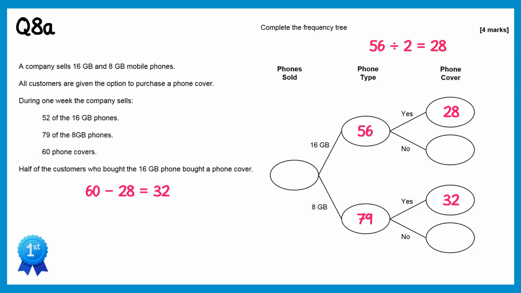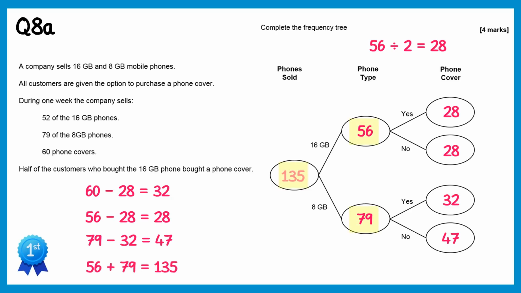We can now fill in the gaps. These two numbers here must add together to make 56. So 56 take 28 is 28. These two numbers here must add together to make 79, so 79 take 32 is 47. And these two numbers here must add together to make the total number of phones, so 56 add 79 is 135.